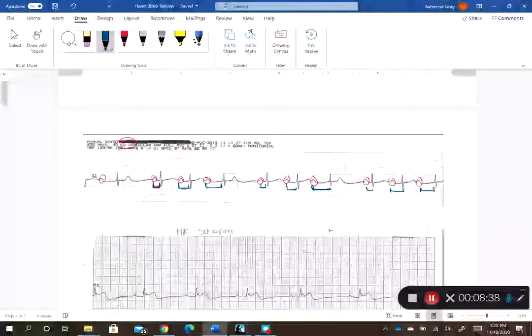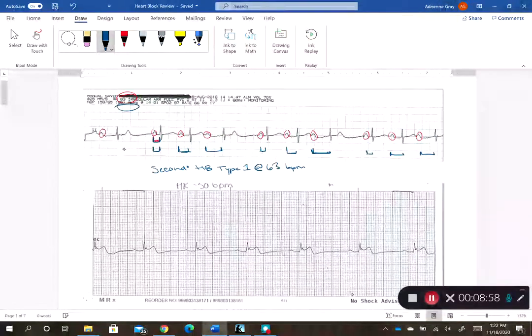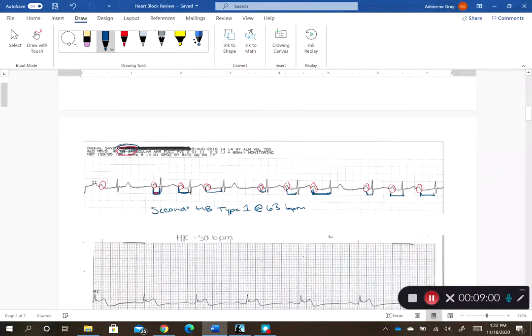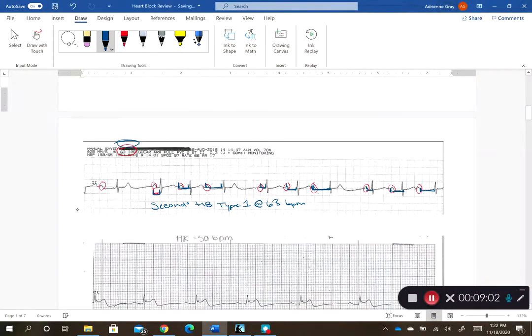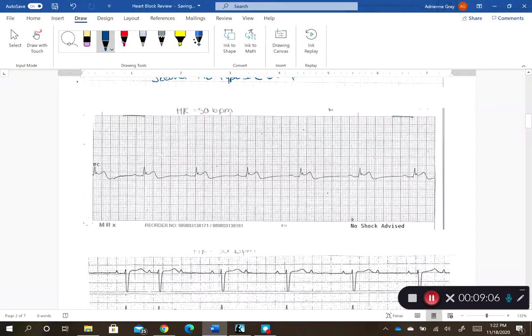So we're going to label this rhythm second degree heart block type 1 at 63 beats per minute. And my rate was given there in the monitor strip. All right, let's take a look at our second example.